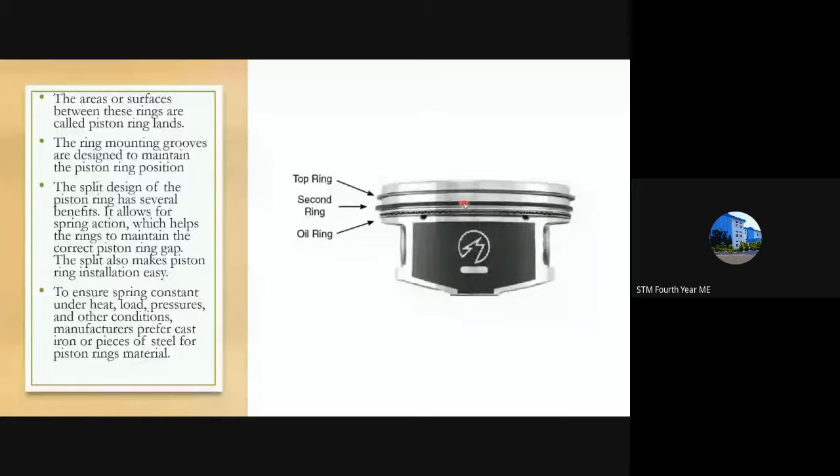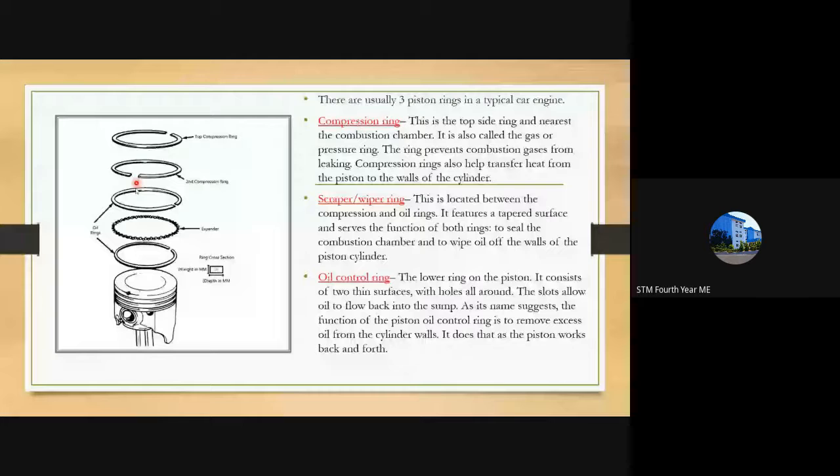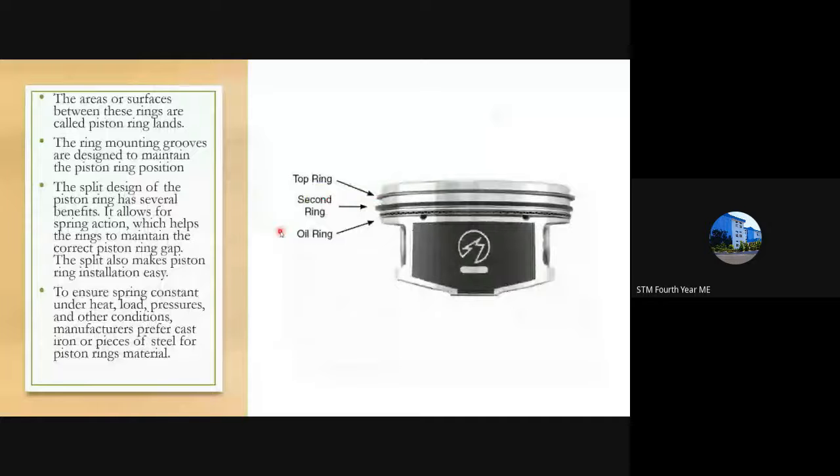The ring mounting grooves are designed to maintain the piston ring in position. So these are the grooves, and inside the grooves we are fitting the compression ring. Then the split design of the piston ring has several benefits. I told you that it's a split ring. See, this is the split ring. Then what are the benefits? It allows for spring action, which helps the rings to maintain the correct piston ring gap.